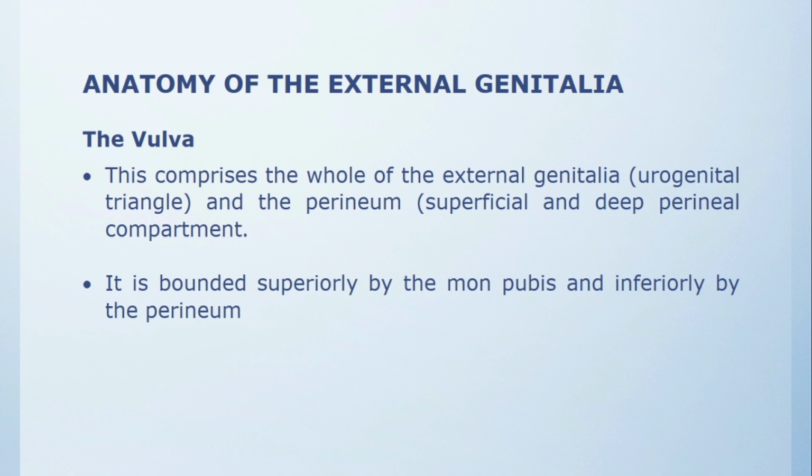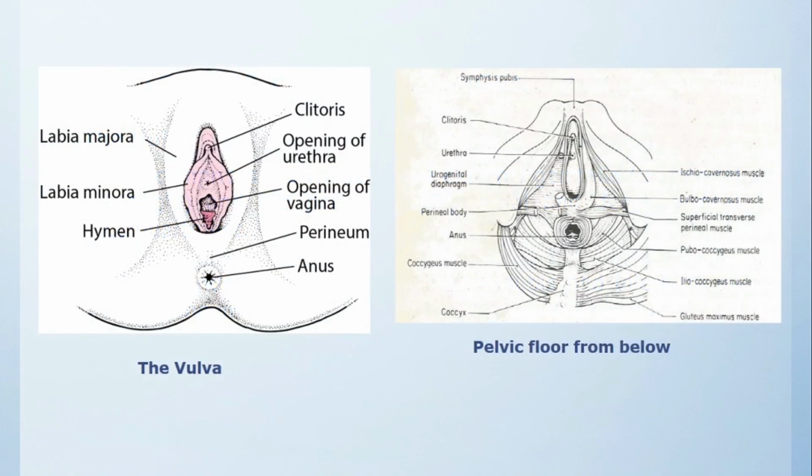The external genitalia, sometimes called the vulva or the pudendum, comprises the whole of the external genitalia: the urogenital triangle and the perineum. This area of the urogenital triangle is called the vulva.